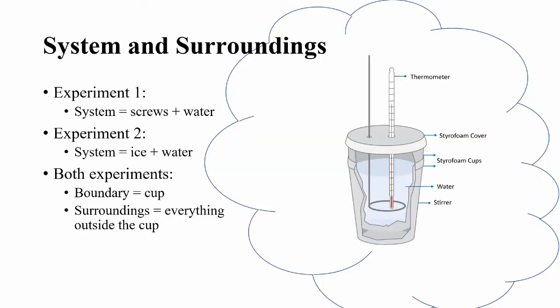Earlier we discussed system and surroundings, and now we will define those for each experiment. In the first experiment, we define the system as the screws and water. In the second experiment, the system is defined as the ice and water. In both experiments, the boundary is the cup, and the surroundings are everything outside the cup. As mentioned earlier, this is an isolated system because there is no mass transfer or energy transfer. We assume there is no heat transfer because styrofoam has a low thermal conductivity.